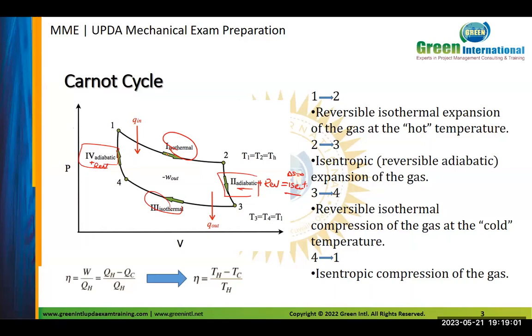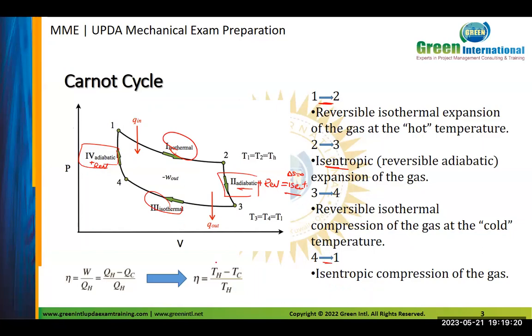So here, as we discussed again, there are two isothermal processes and two isentropic processes. From 1 to 2, this is reversible isothermal expansion, and 2 to 3 is isentropic expansion. 3 to 4 is reversible isothermal compression. 4 to 1 is isentropic compression. This is the idea of the cycle.